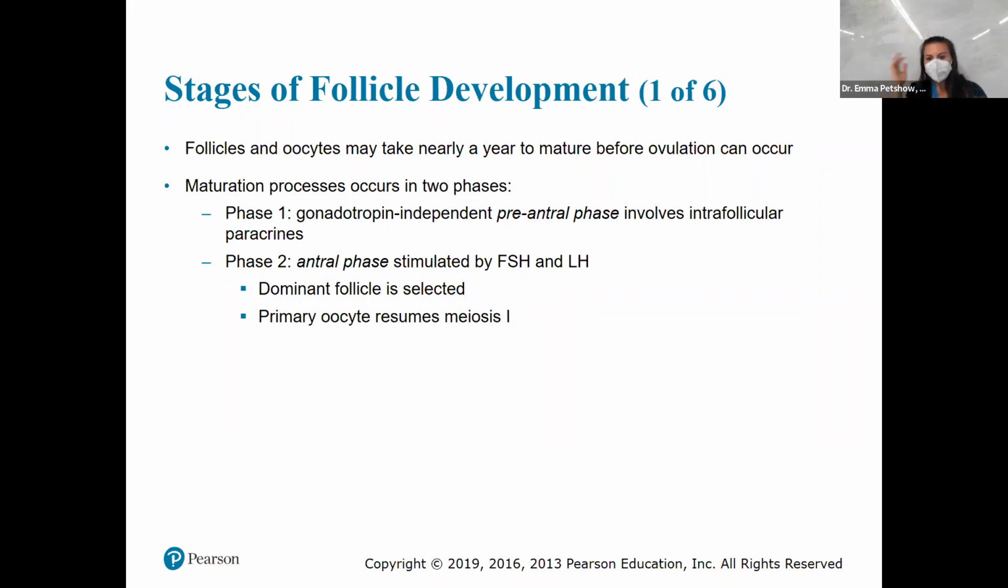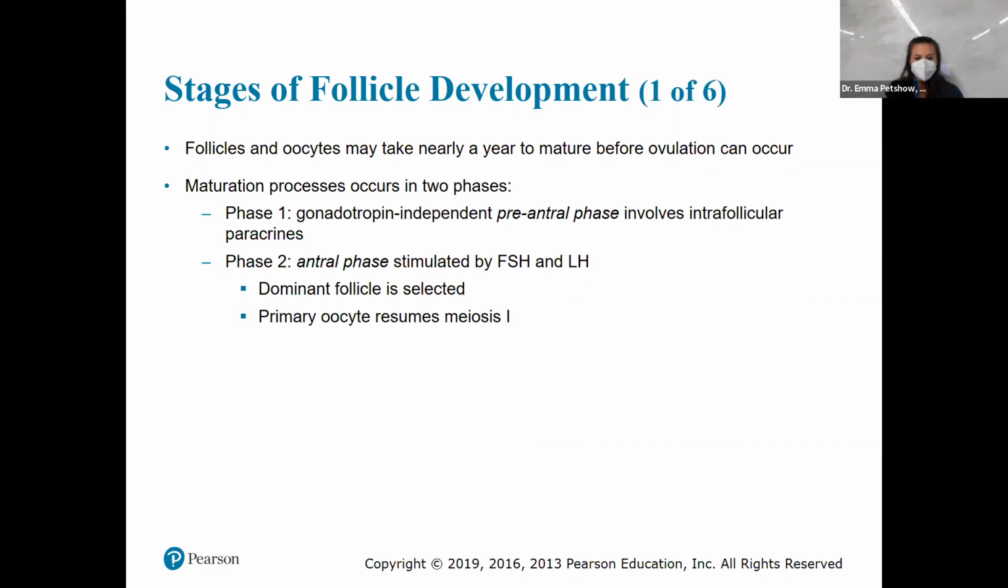We've talked a little bit about the follicle development stages, but I want to talk a little bit about ranges of control or hormones and how that stimulates certain factors. So our maturation of follicles can occur in 2 phases. Phase 1 is the pre-antral phase, and it's gonadotropin independent. So it involves intrafollicular paracrines, which, remember, are things that are secreted locally and act only on local cells. So phase 1 is localized control over growth and development of that initial follicle.